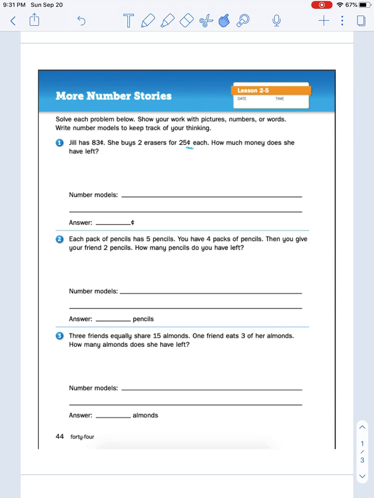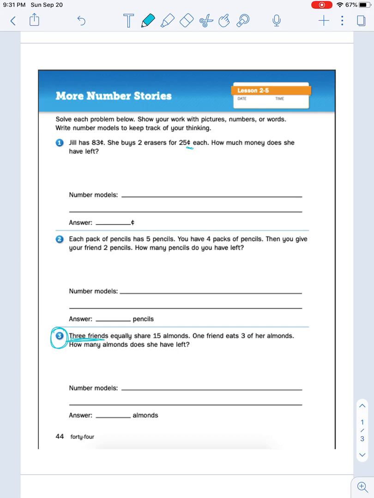I want to point out this last problem here because it's a little bit different, and I need to kind of circle back to what we did last chapter. Okay, so let's do this last one together. Okay, it says 3 friends equally share 15 almonds. Sorry, let me circle this one so you know which one I'm talking about. One friend eats 3 of her almonds. How many almonds does she have left?